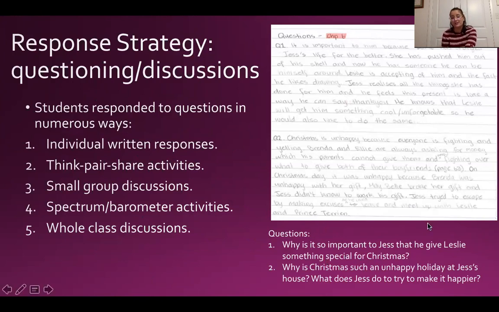So these are the 2 questions down here, and then those were her responses. We did a lot of think, pair, shares, small group discussions, spectrum and barometer activities were quite interesting to get students to pick yes or no to a question and then have to justify their answer. That was also really good for me to get an understanding of where their thinking was at. And we also did a lot of whole class discussions.